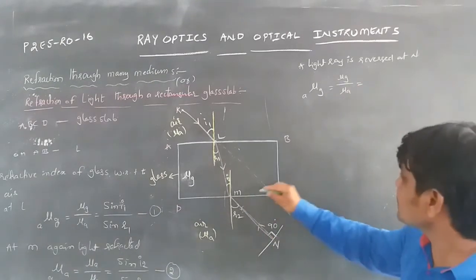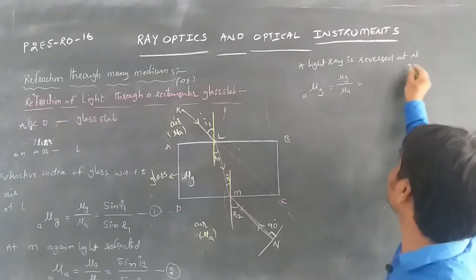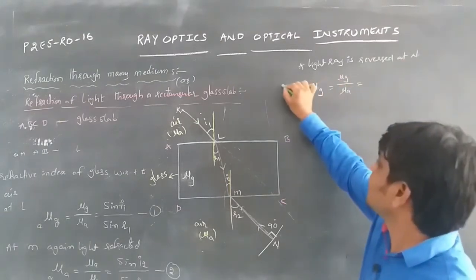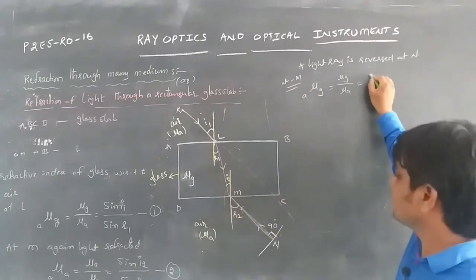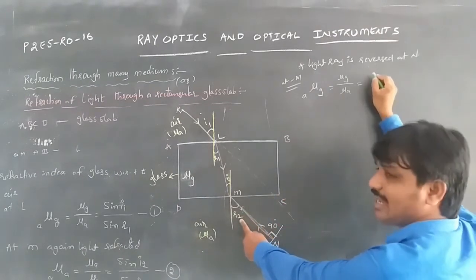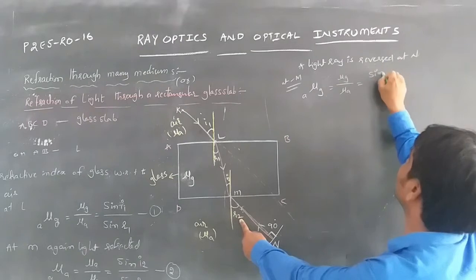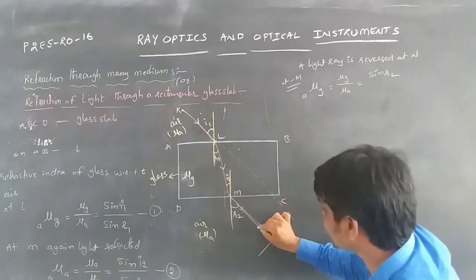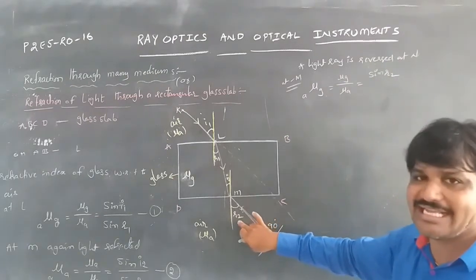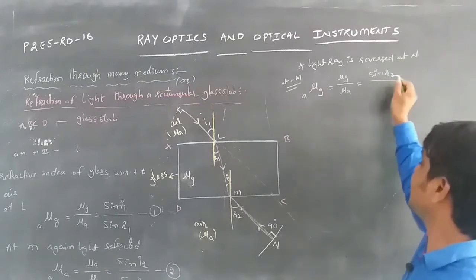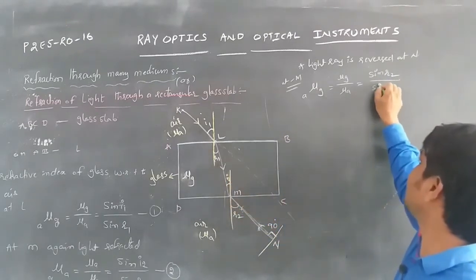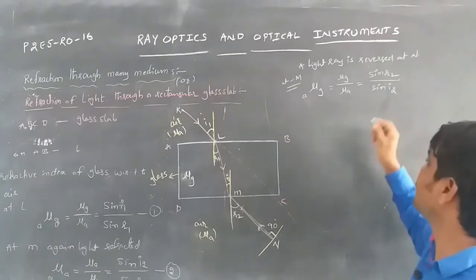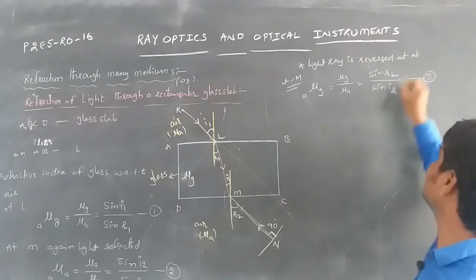Whenever it is moving from point M, reversed at N, at point M the incident angle will be R2. So sine R2, as the light ray is reversed, the incident angle is R2, by the refracted angle as usual, I2, sine I2. Consider this equation number 3.